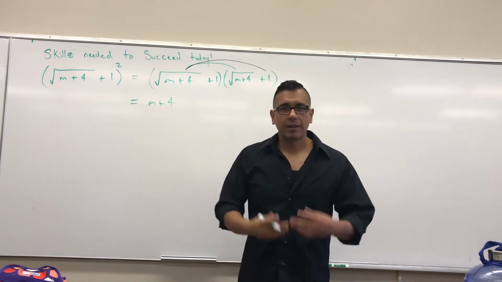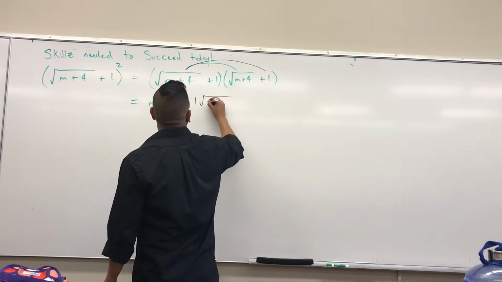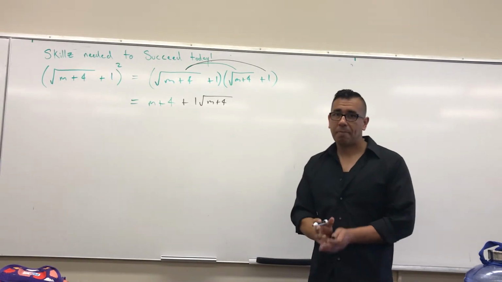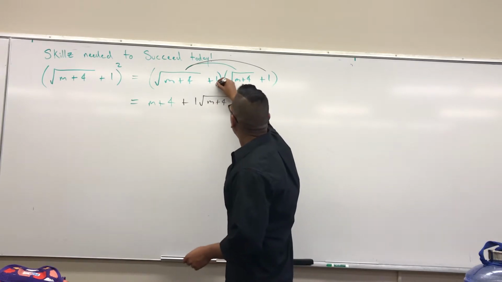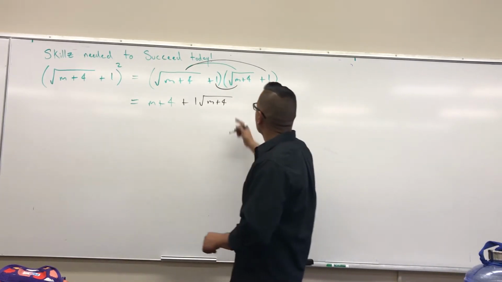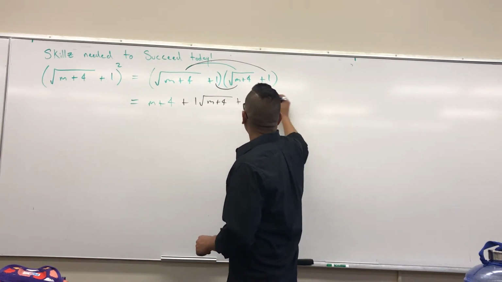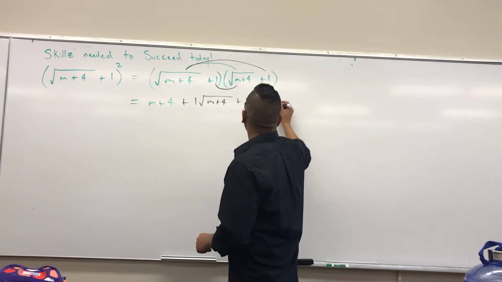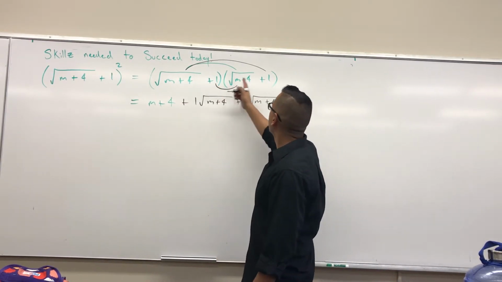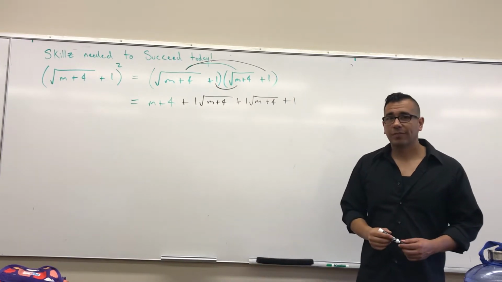So next, we have the square root of n plus 4 times 1. Well, 1 times anything is itself. So that just leaves us with 1 square root of n plus 4. Continuing, we're going to multiply that middle product right there. So again, we have 1 times the square root of n plus 4. That's 1 square root of n plus 4. And now we just have 1 times 1, which is 1.